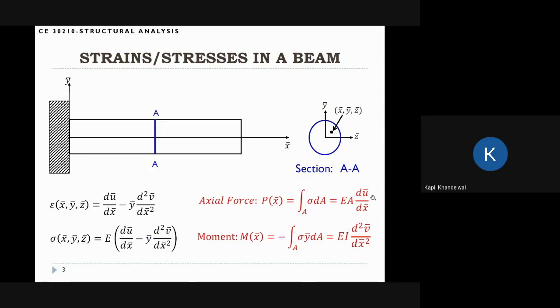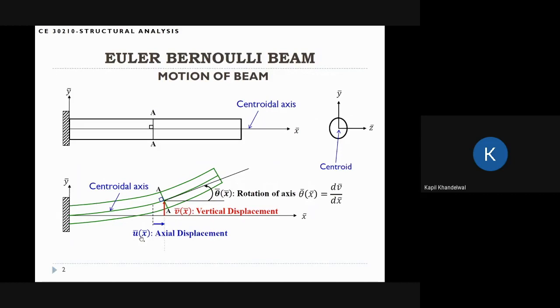And in this case, the displacement is measured in terms of the U field and the V field, okay? So if I go back, there were two variables here. U is the axial displacement, V is the vertical displacement. Remember, theta is not an independent field. Theta is actually just the derivative of V, okay? So there are two independent fields here. One is the vertical displacement and one is the axial displacement.